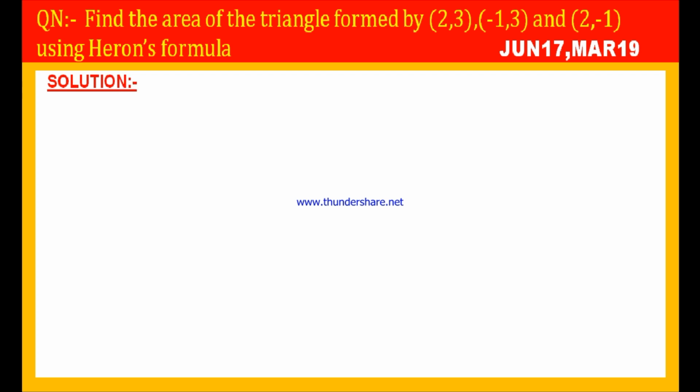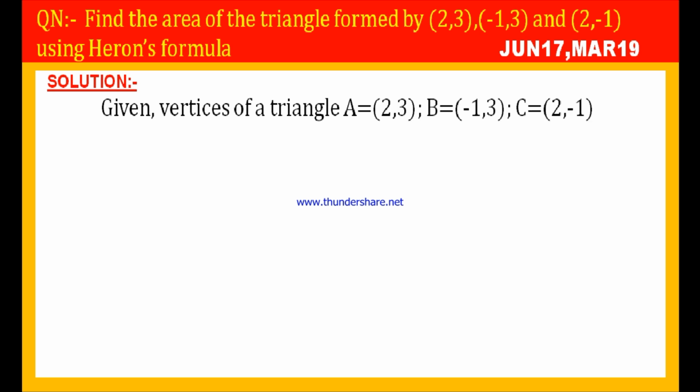Now, do you know what is Heron's formula? Yes. There are two methods to find the area of a triangle in geometry. The first one is the formula half into base into height, if you know the base and height. And the second formula is Heron's formula, which is root over s into (s - a) into (s - b) into (s - c). Here a, b, c are the lengths of the sides of the triangle, and s is half of the perimeter, or semi-perimeter.